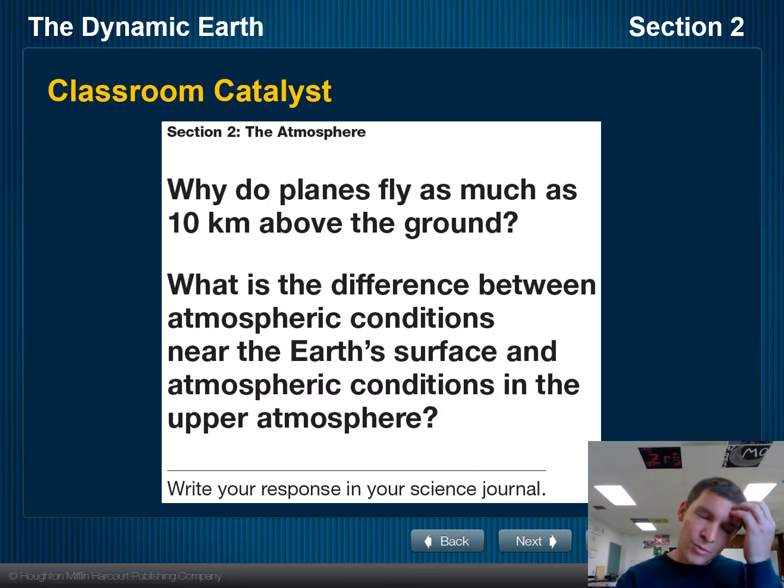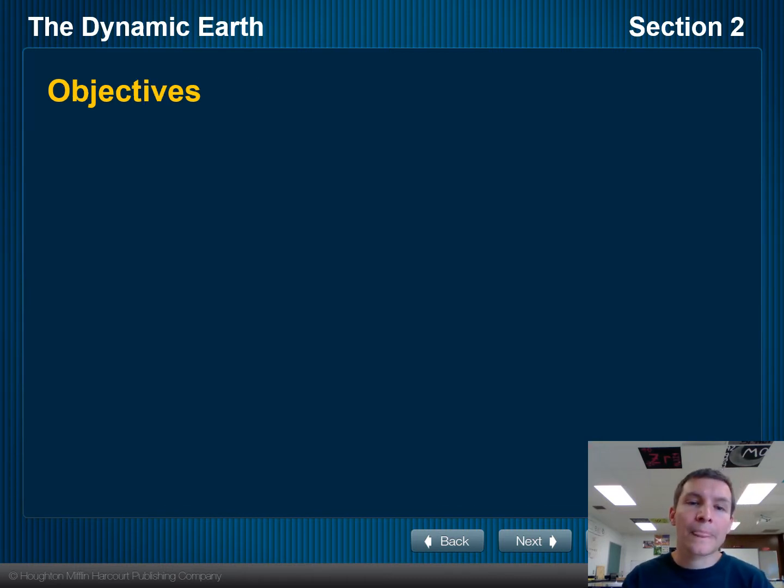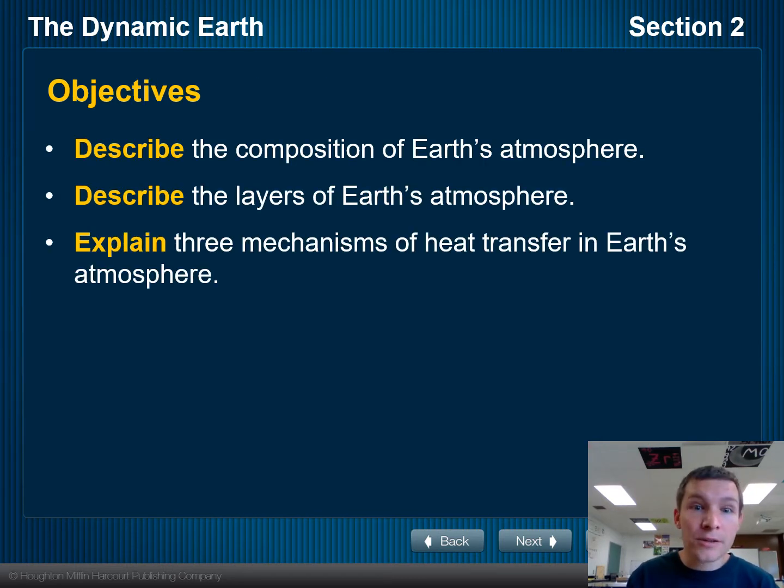We did this warm up before. The planes, why do they fly 10 kilometers above the ground? Well, to get above the weather, that's right, above harsh winds and things like that. And no higher than that, because then you wouldn't have the oxygen.